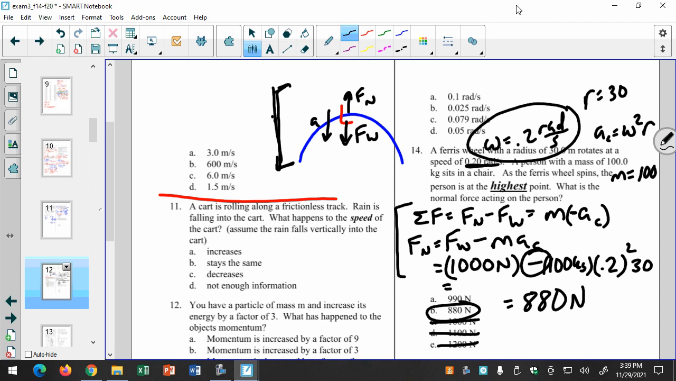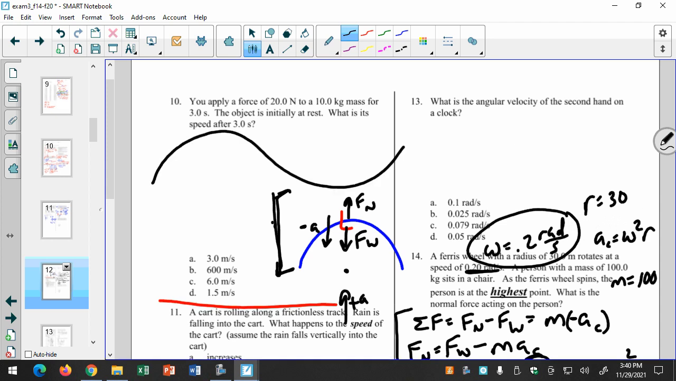The reason is the acceleration is always towards the center. So if it was at the bottom, you're right, it would always point towards the center of the circle, and that would be a positive acceleration instead of a negative acceleration. There was a similar problem we did in class where you have somebody on a road like this. This is like the top of the Ferris wheel, and this is like the bottom of the Ferris wheel. It's the same situation, just a slightly different context. All right?